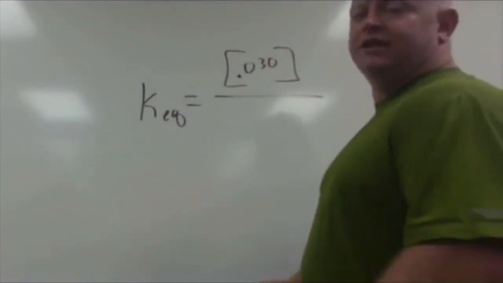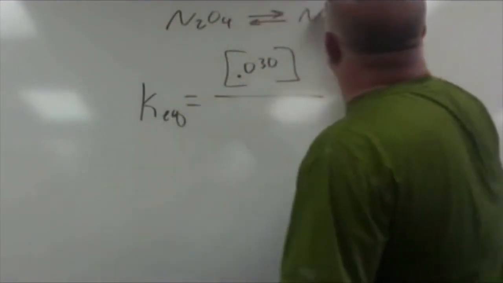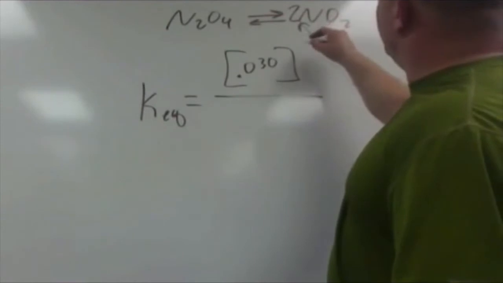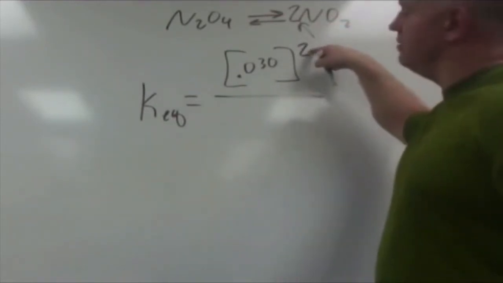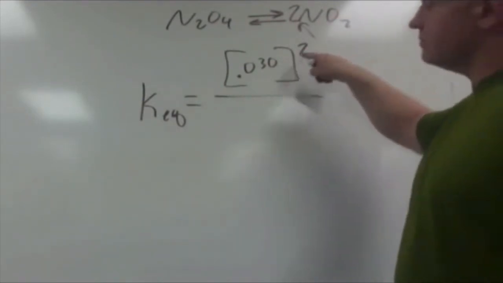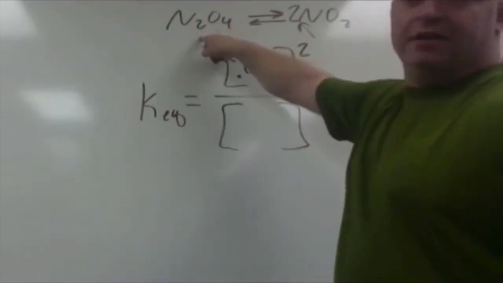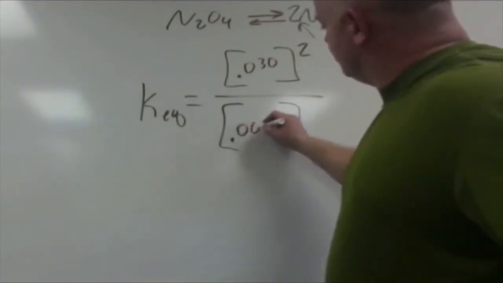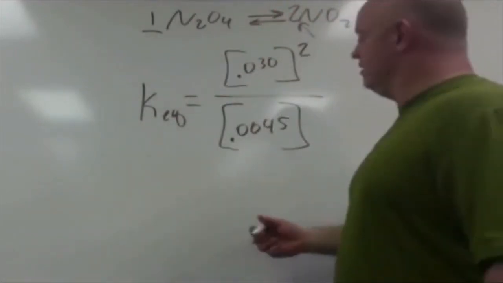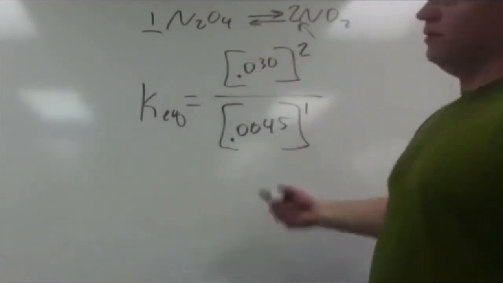But if you look at our balanced equation, we have N2O4 making NO2, but we're making 2 of them. Because there's 2 of them, we need to square this function right here. So we take our products. In this case, we only have one product. We have that squared. Then we have to divide by our reactants, and we only have one reactant. So our concentration for our reactant is 0.0045. There's nothing here, which basically means it's a 1. So that's the first power. You don't need that, but I'm just showing it for example. And now we have our expression set up.